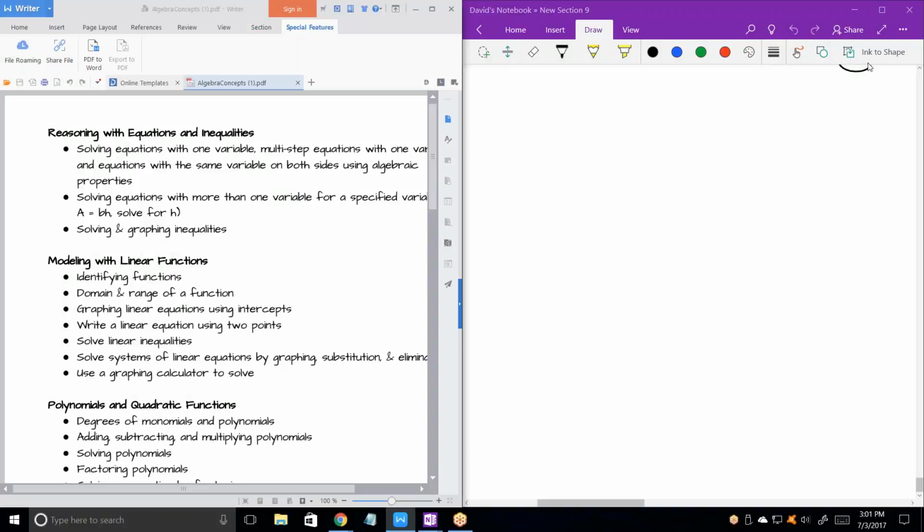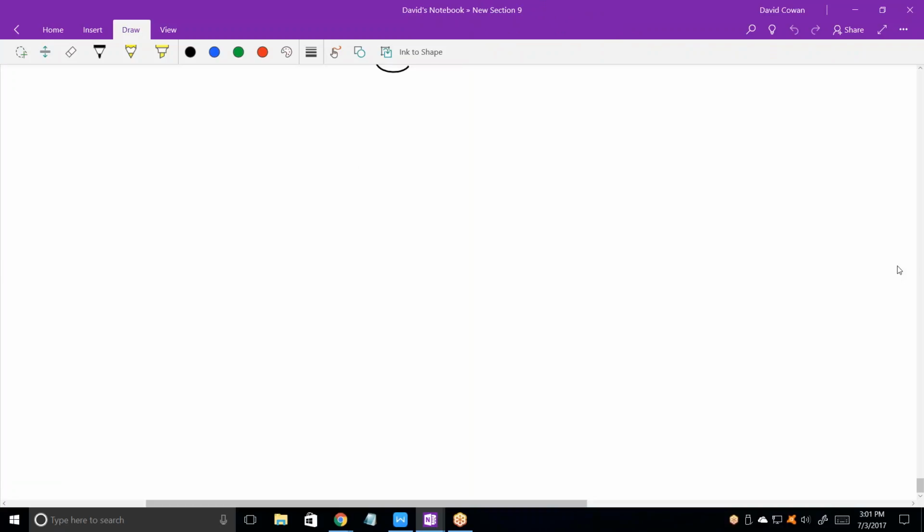Strategy we've been using, which is to review a little bit. I looked at the recording of our last session, and we had just started talking about graphing linear equations using intercepts. Let's not forget domain and range yet. Let's go back and do a few more domain and range.